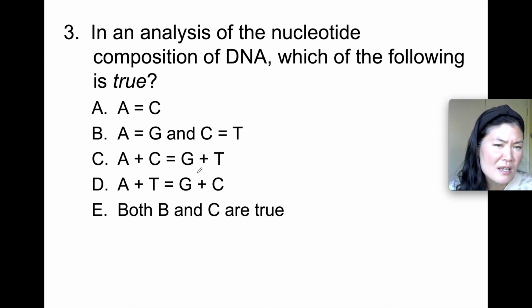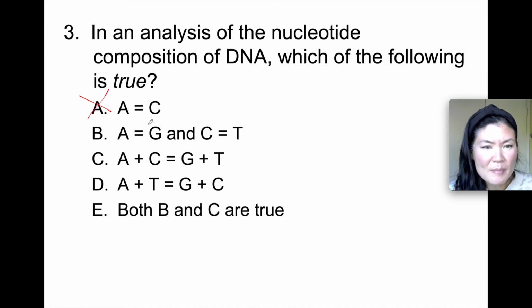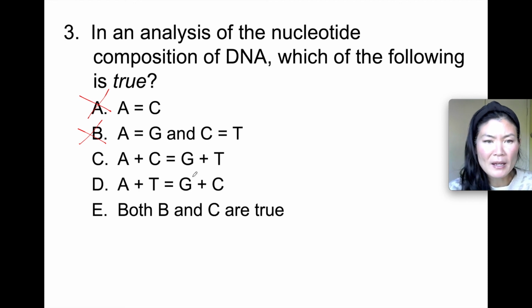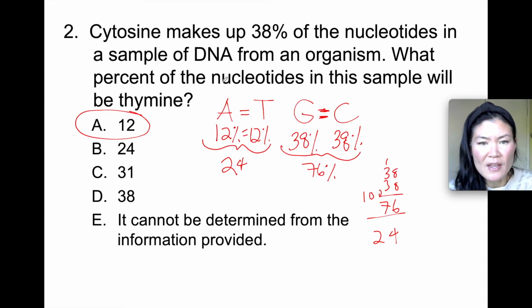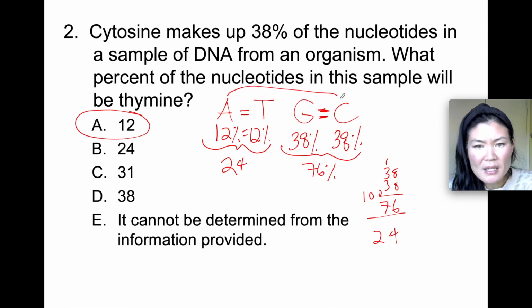In an analysis of the nucleotide composition of DNA, which of the following is true? A is equal to C? No, right? A is equal to T, right? Is the amount of A equal to G and C? No. Okay. Is A plus C equal to G plus T? Well, remember back in the previous slide, if we add A plus C, is it going to be equal to G plus T? It actually is, right? Because 12 plus 38 is going to be equal to 12 plus 38.